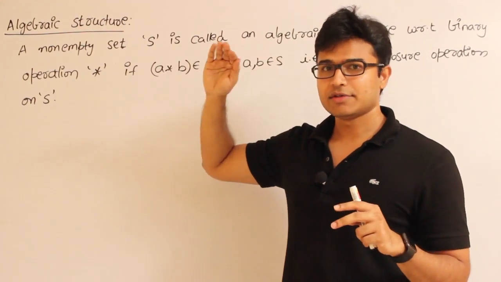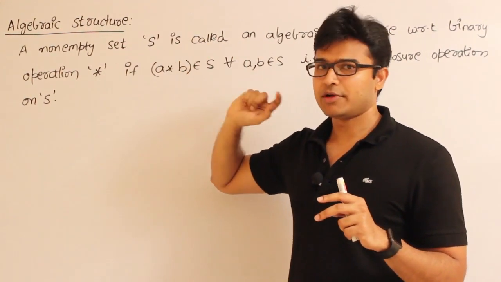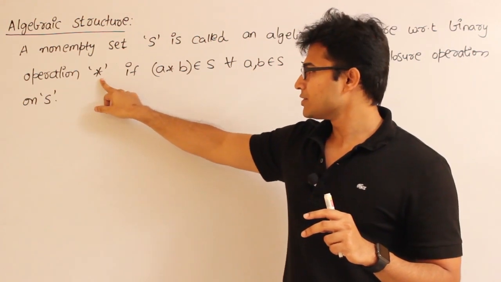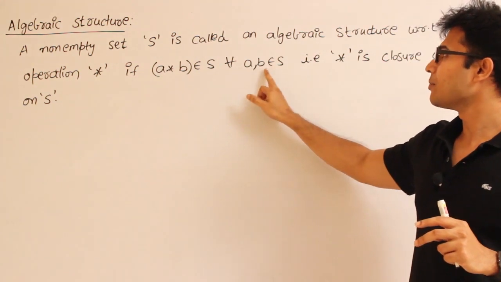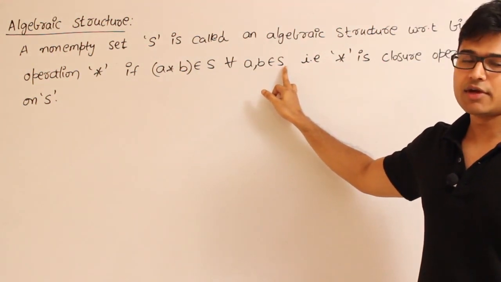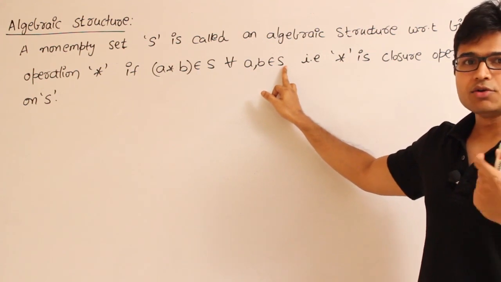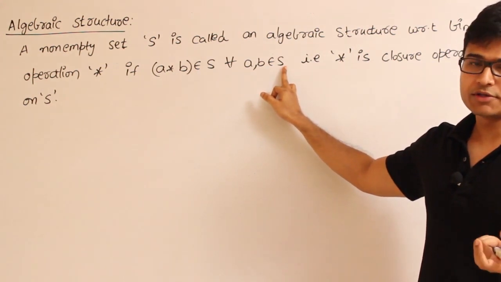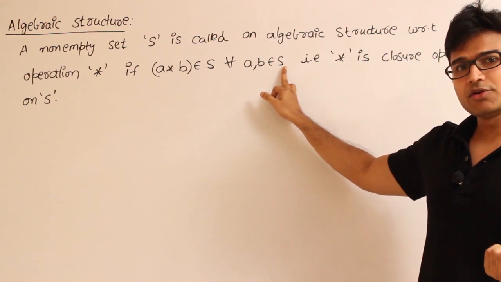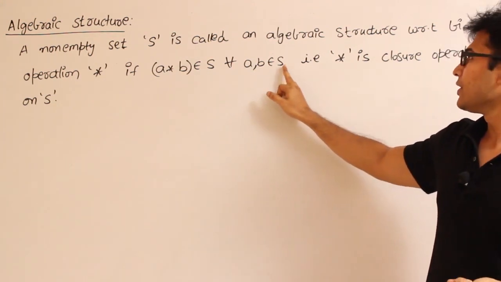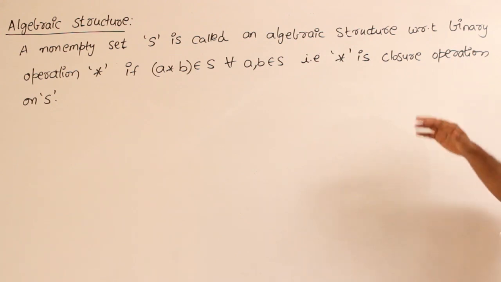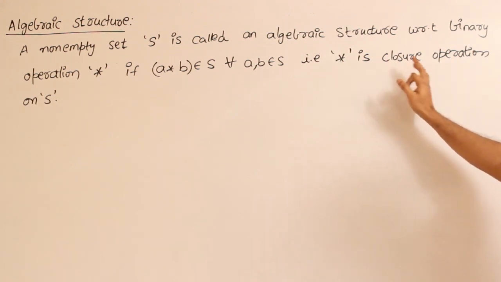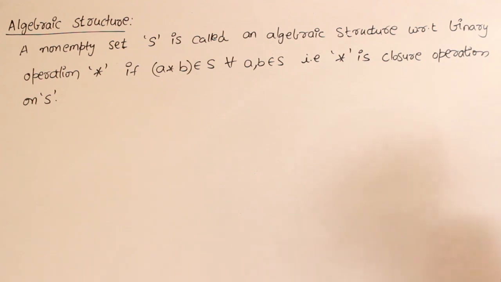So if you have a set and, with respect to an operation star, if a star b belongs to S for all a, b belongs to S, which means if you have a set of elements and you take any two elements and apply the binary operation, the result should also belong to the same set, then that set is called an algebraic structure with respect to the operator. It is also nothing but the closure property, right?